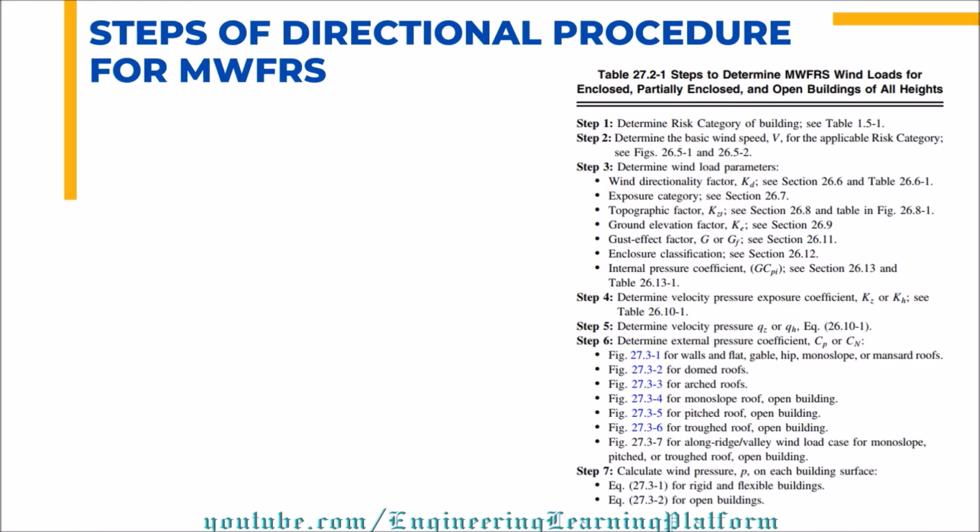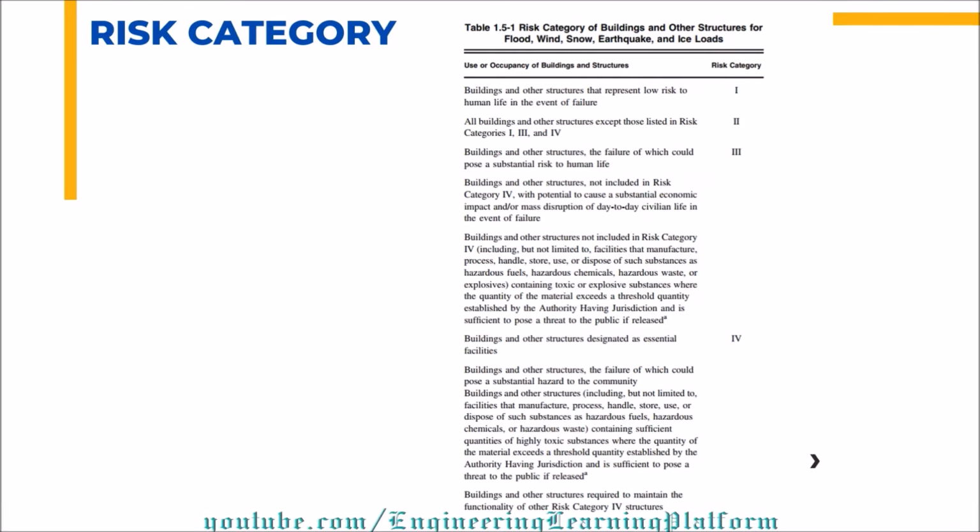The very first step is we have to determine the risk category of our building, and we have to determine the risk category from Table 1.5-1. And how do we select the risk category of our building? We select the risk category of our building based on the occupancy. Based on that, we select the risk category of our building. That's the very first thing.